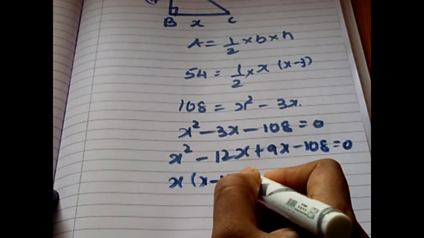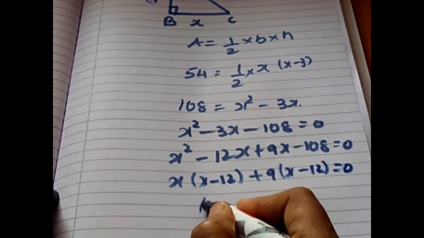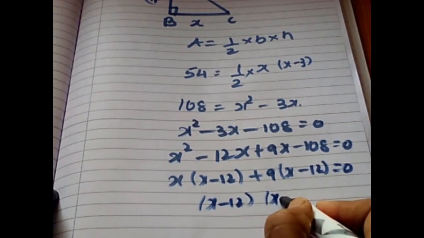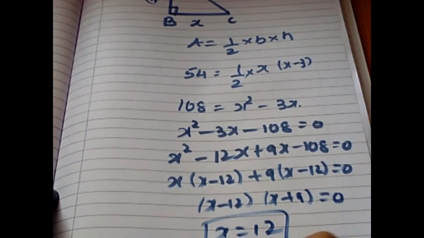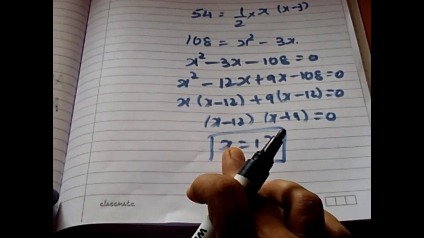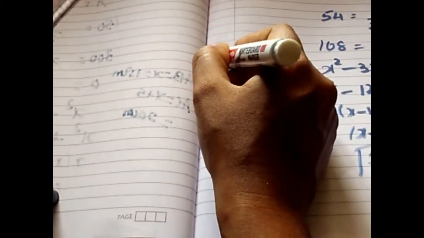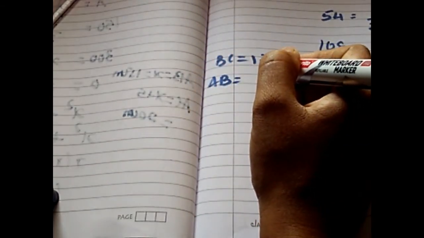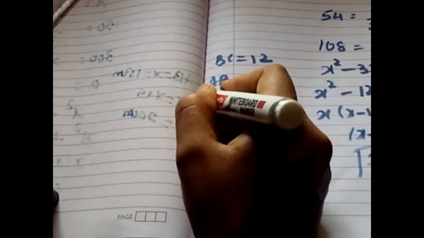So x into x minus 12 plus 9 into x minus 12 is equal to 0. X minus 12 into x plus 9 is 0. X is equal to 12. Neglect the negative value minus 9. Once x is equal to 12, that is which side? BC is equal to 12. Then I need to find AB. AB is x minus 3, 12 minus 3, that is equal to 9 centimeter.